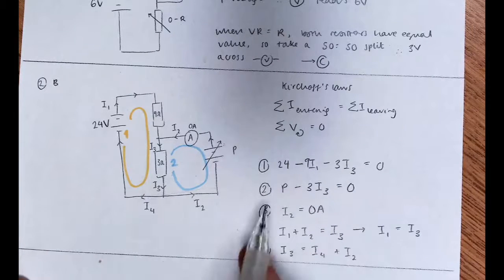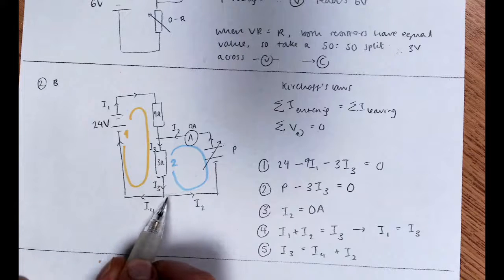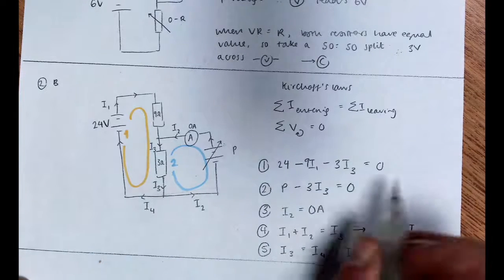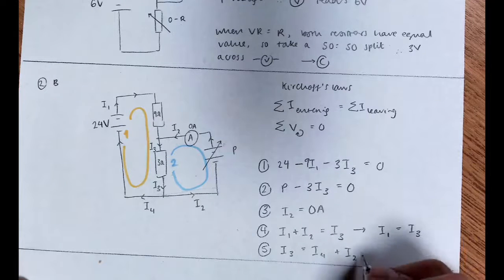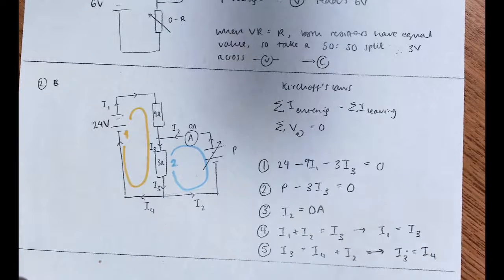But again, because, sorry, let me just make sure I've explained that. I3 is splitting into I2 and I4. But because we know that I2 needs to be 0, we know then that I3 must equal I4, which must equal I1 from the previous point. Okay, so that's a very helpful thing for us to see.